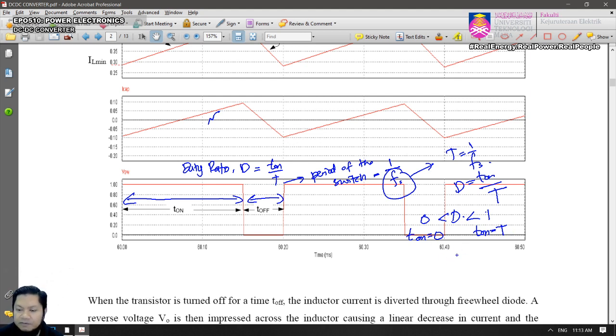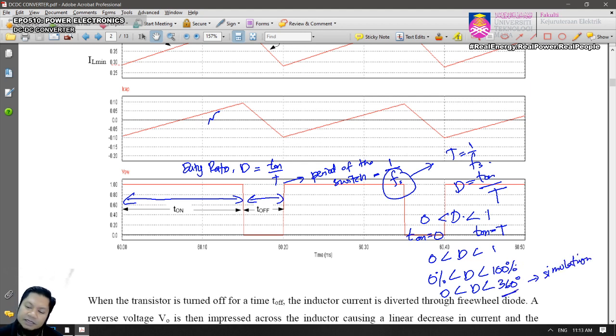So the value can be from 0 to 1, or it can be represented in terms of percentage, the 100%. Or it can be from 0 to 360 degree. In simulation, this is percentage. In simulation, we're going to use this degree. Normally, we're going to use define it as a degree.